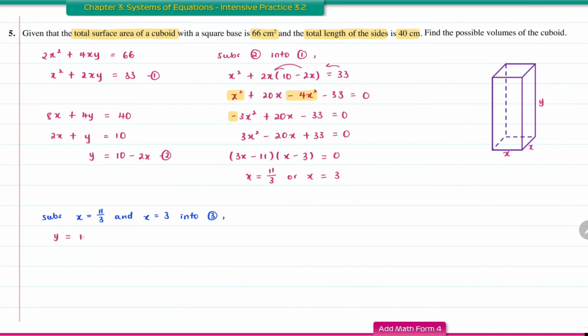So the first one is going to be y equal to 10 minus 2 times 11 over 3. Or the other one will be y equal to 10 minus 2 times 3. So this one, after you solve it, you're going to get the answer of 8 over 3. And the other one will be 10 minus 6, which is equal to 4. So here we have two pairs of answers. One of them is when x is equal to 11 over 3, then y will equal 8 over 3. And another pair of answers is when x is equal to 3, y is equal to 4.